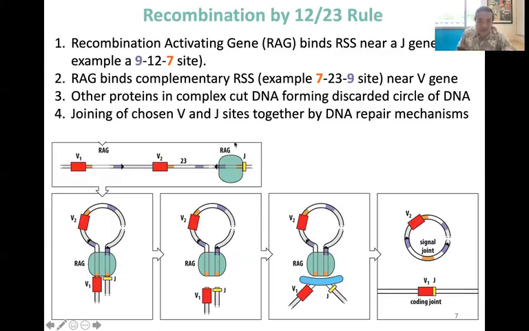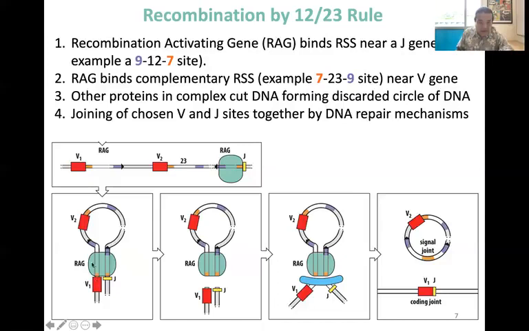So by chance, randomly, the RAG protein complex has attached here and chosen this one, right? Then it'll bring it all the way around to attach to one of these V blocks here. In this case, look what's happened. It's actually skipped over the V2 block and decided to attach to the V1 block on this side. Again, because the V1 block has an RSS sequence, maybe this is a 723.9 or something like that.